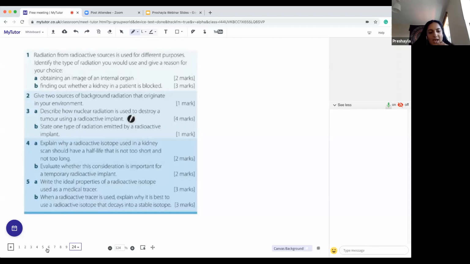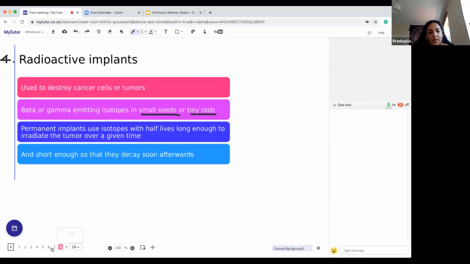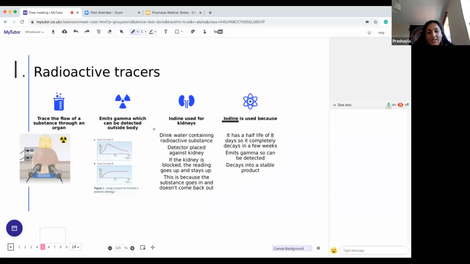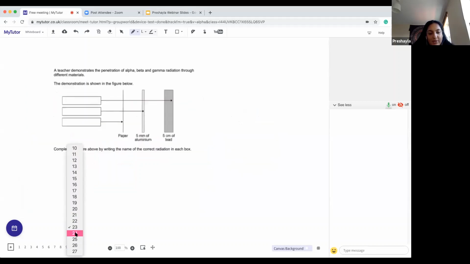Okay, so to obtain an image of an internal organ, we tend to use gamma cameras. And for tracers, we tend to also use an isotope which emits gamma. Gamma tends to be used because it can be detected outside of the body.